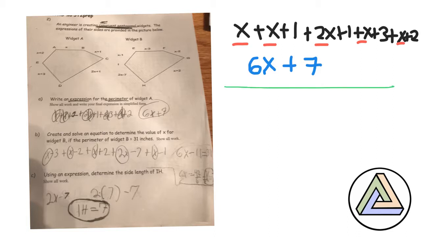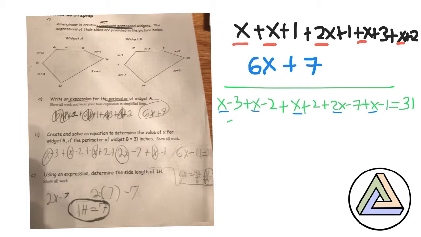So let's see, I'm going to do something similar. So we've got x minus 3 plus x minus 2 plus x plus 2 plus 2x minus 7 plus x minus 1. And this time we're going to set it equal to 31 because according to this problem, that is indeed the perimeter. I'm then going to underline all the terms that have an x in it just for the sake of avoiding careless mistakes. And looking here, we've got x plus x is 2x plus another x is 3x plus 2x is 5x plus x is 6x.